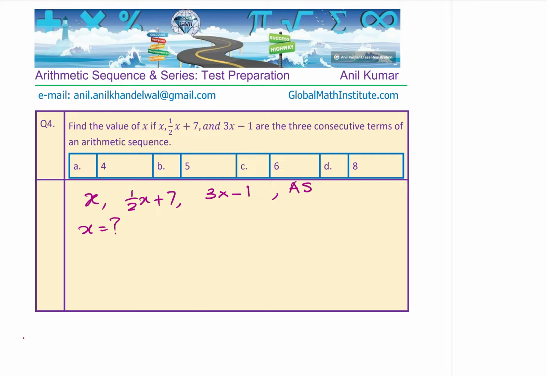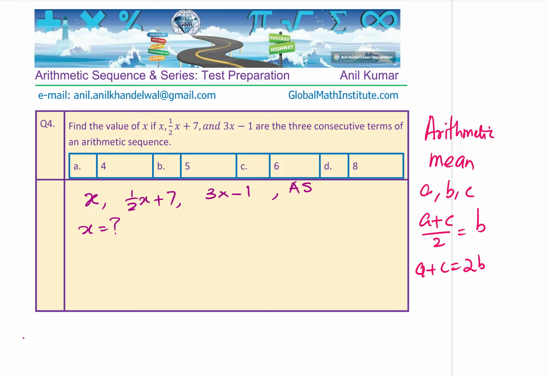Okay, how can you do this? Well, important thing here is that the center term is the average of the two, correct? So you can use average mean, right? So arithmetic mean. So if A, B, and C are three terms, in that case, A plus C divided by 2 is basically B, or you can say A plus C is twice B. You understand? So that is the concept. You can use this concept to find the solution. So let me use this concept.